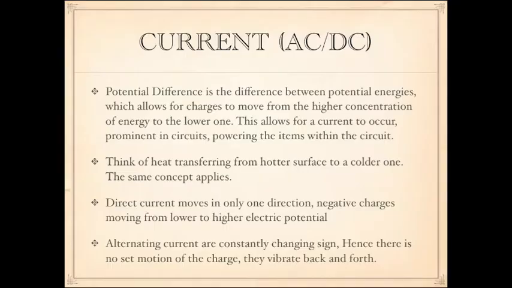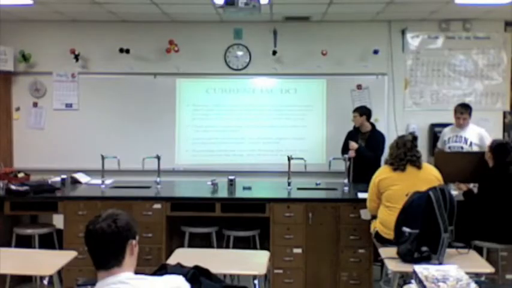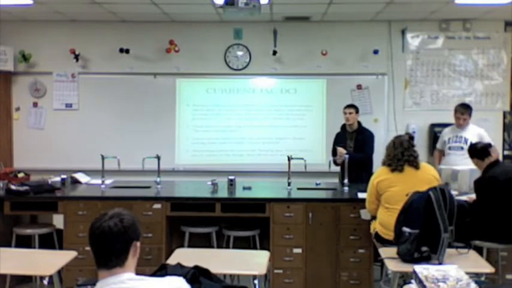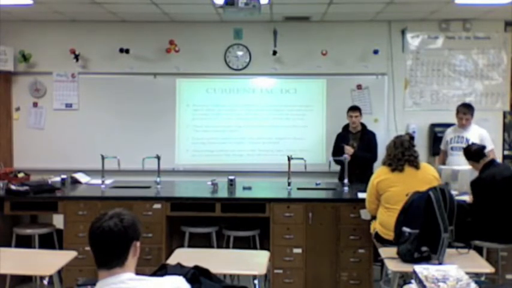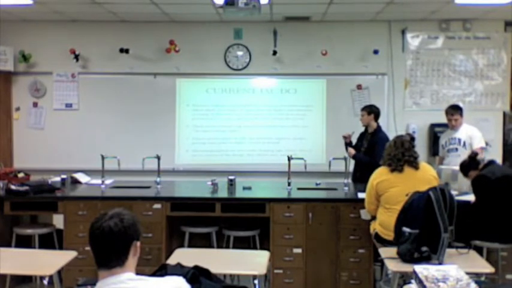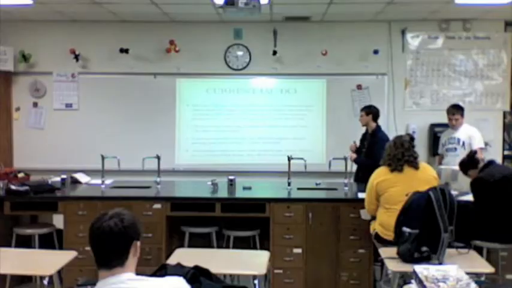Same concept. Direct current moves in only one direction. The negative charges flowing within it move from lower to higher potential. Okay, that's not right. They move from higher to lower. That's mixed up. Actually, electricity flows the other way. When the electrons move through, the electricity flows the other way.